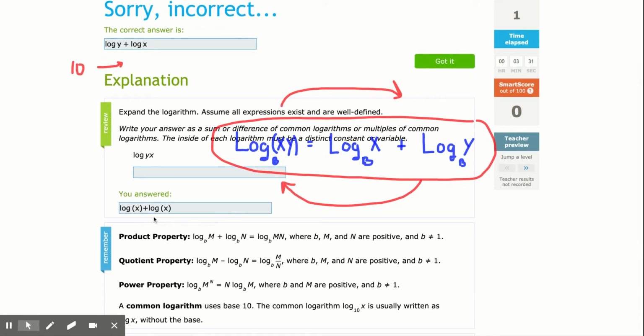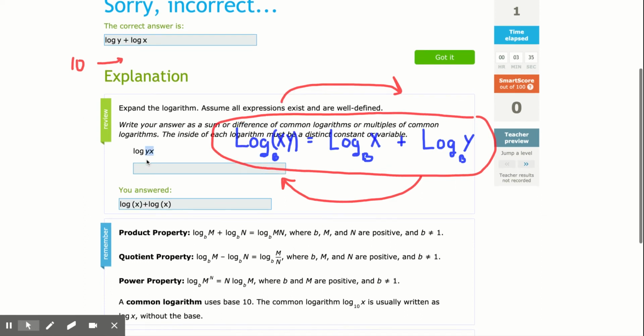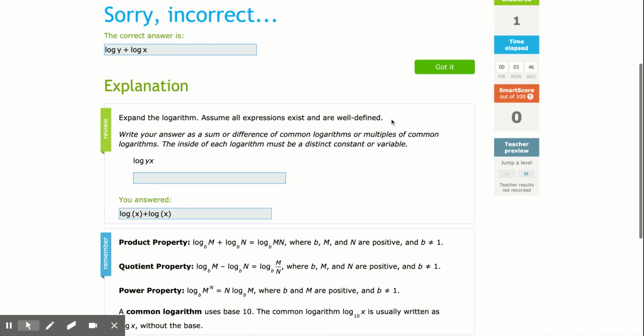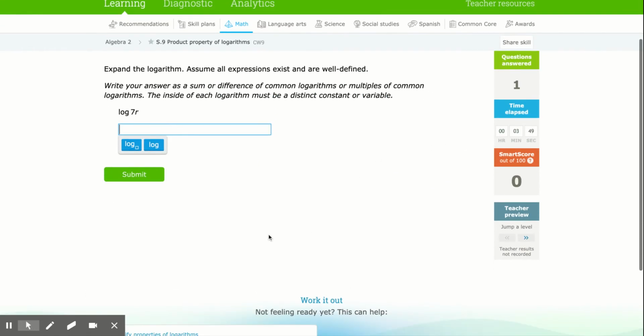Isn't that what I typed? Oh, I did a double x. Look at that, I did x and x. So make sure you use the right variables. That x should have been a y, not an x. So again, IXL only knows what you type in. I don't know how to type in a y versus an x.